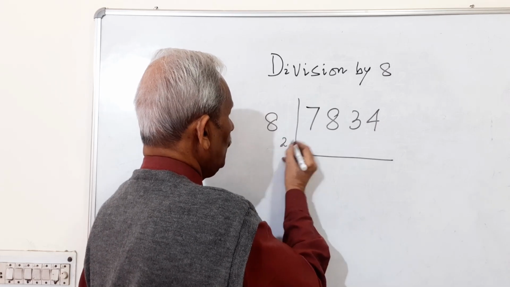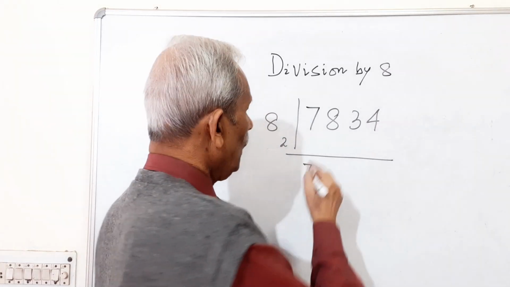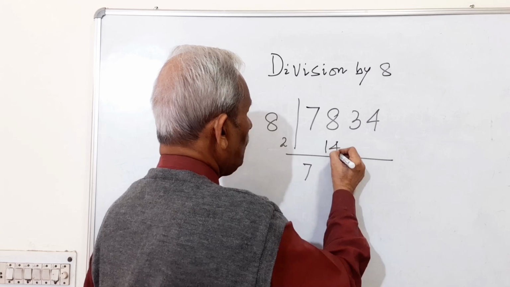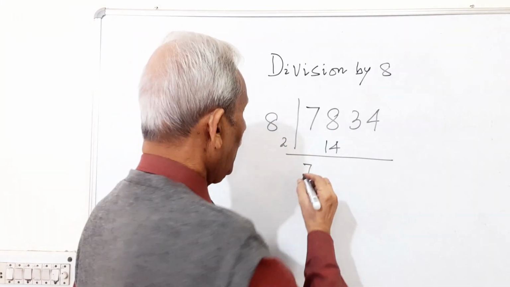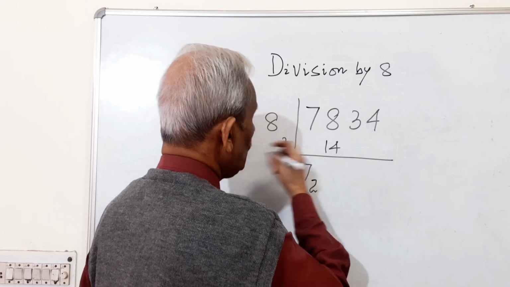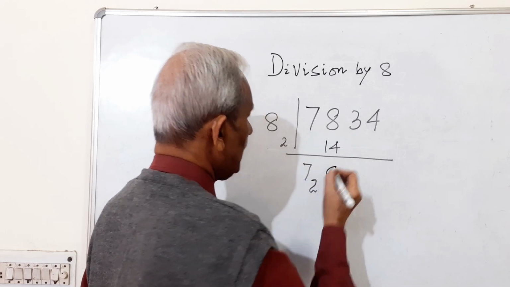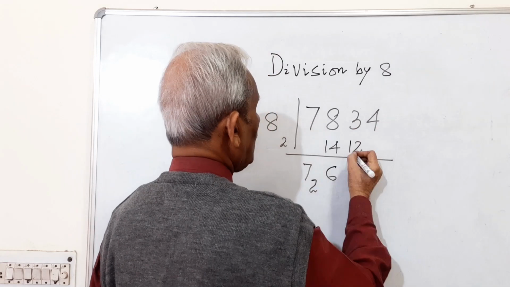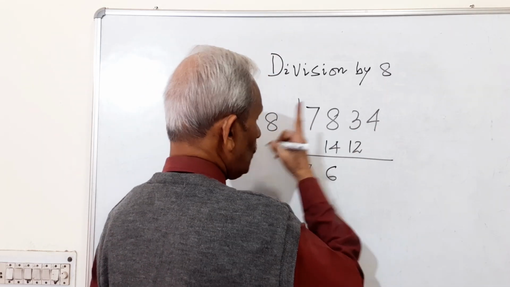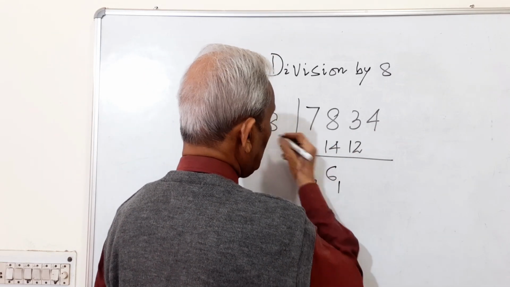And there is 2, 7 to the 14, right here 14. 14 plus 8 is 22. How many times 8 goes into it? 2 times. 8 to the 16. 22 minus 16 is 6. Write down 6 here. 6 to the 12. Write down 12 here. 12 plus 3 is 15. 8 goes 1 time into it. 1.